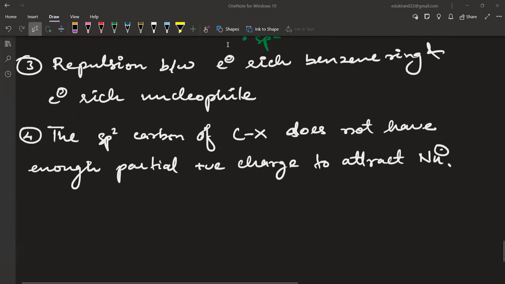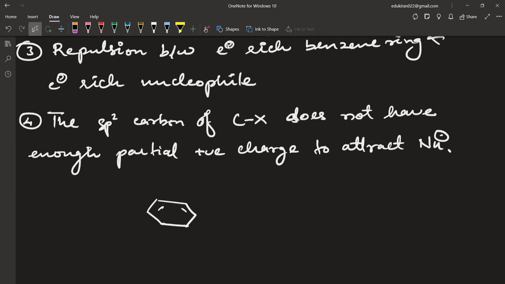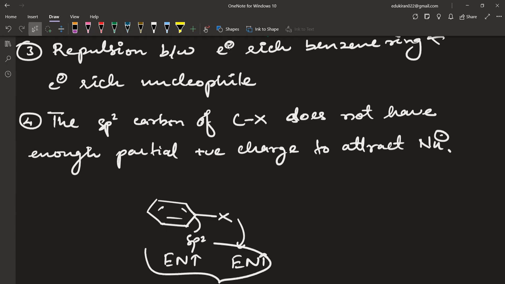Okay, the fourth point. What do you have in the fourth point? This is sp2. Electronegativity is high. Hydrogen's electronegativity is also high. What will the difference between two high things become? Low? Yes or no? Yes, sir.